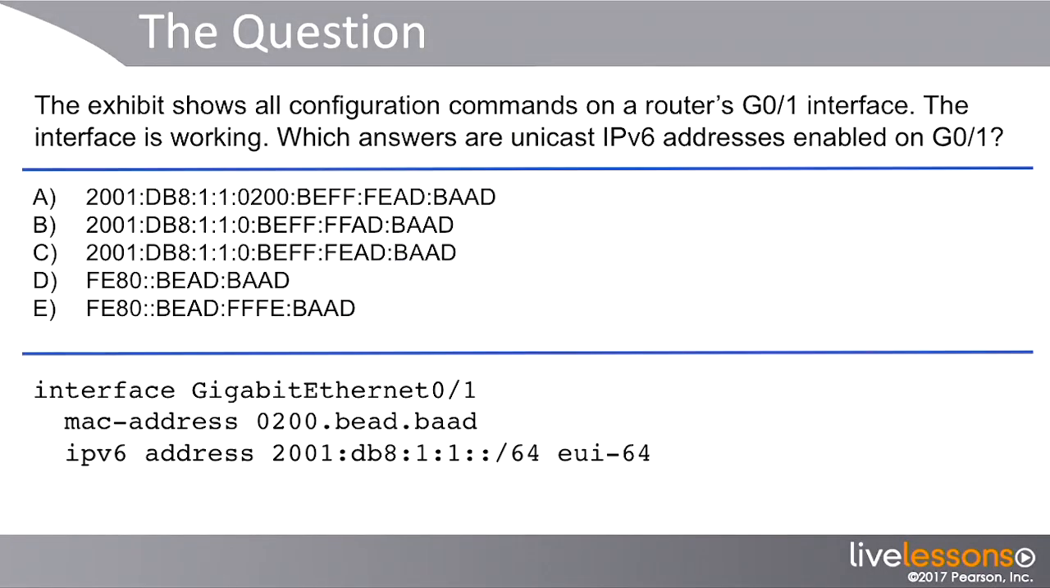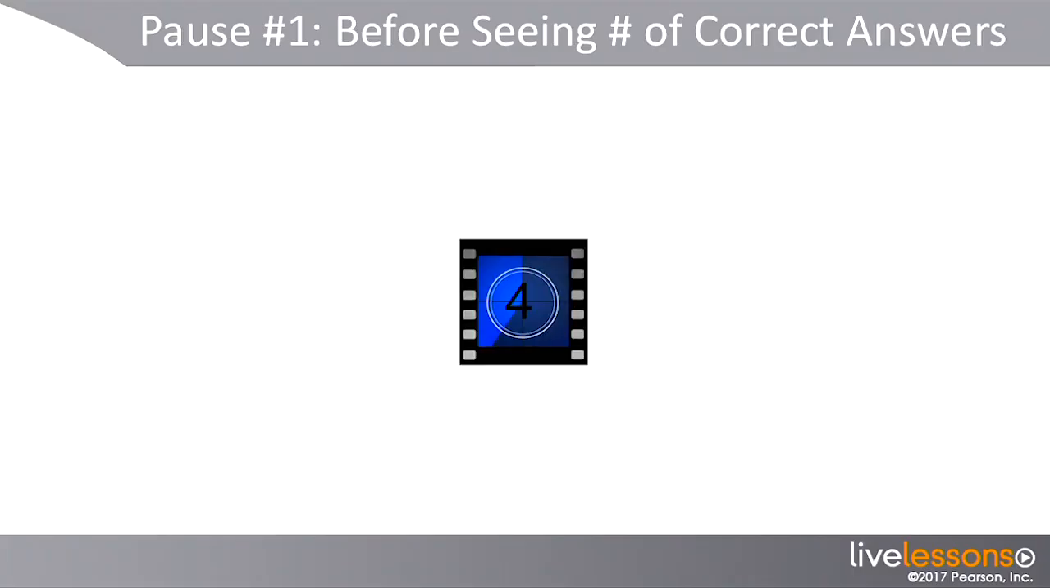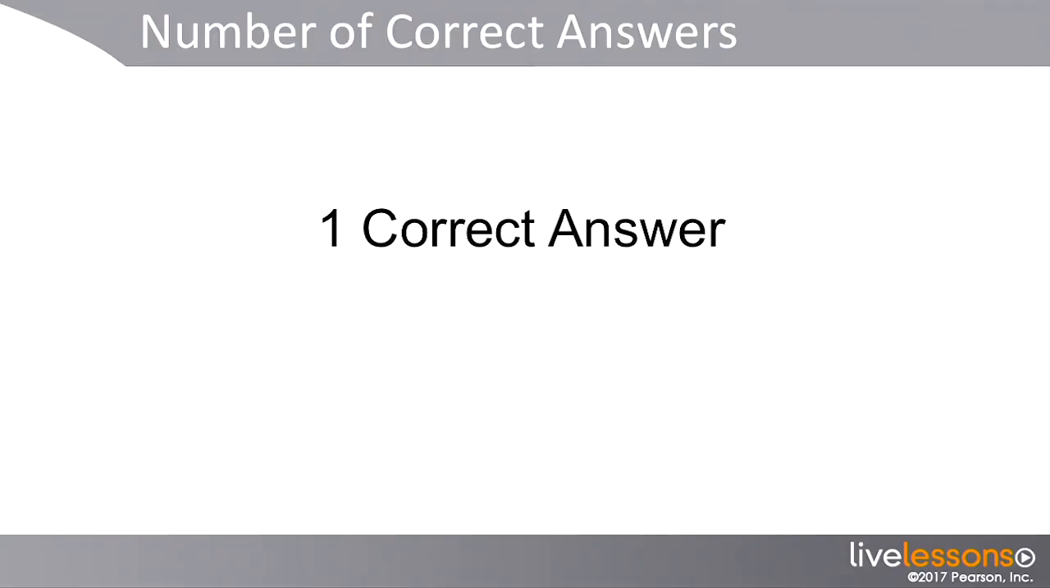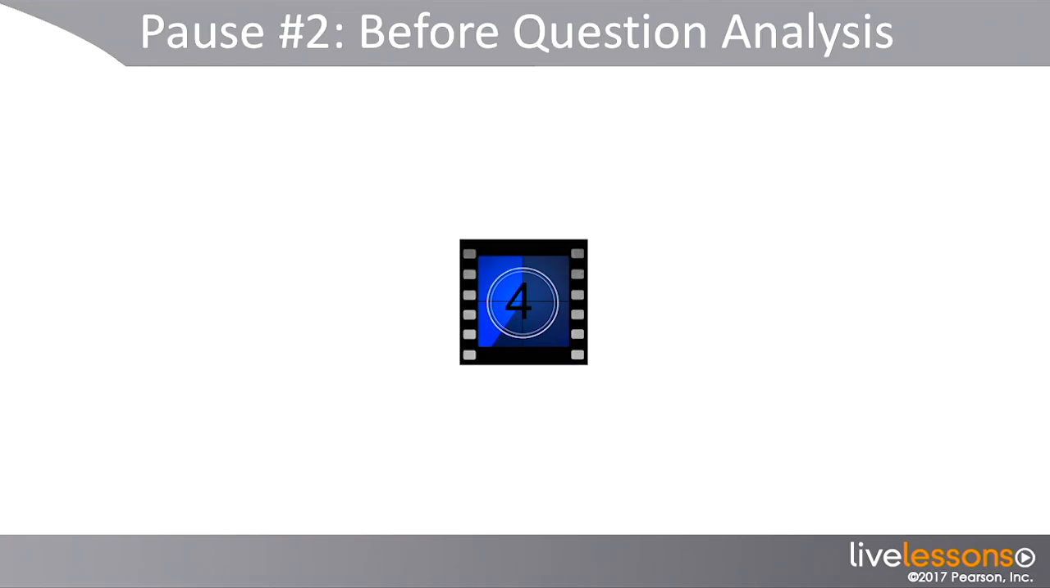IPv6 uses this EUI64 process to calculate the interface ID, and now you get a chance to do your own calculations with this next multi-choice question. All the questions sit on this one page, so if you're ready to go ahead and answer not knowing the number of correct answers, go ahead and hit pause. If not, you've now seen that there's one correct answer, so option number 2 for you to pause and answer the question.